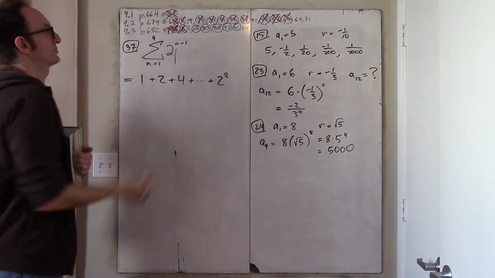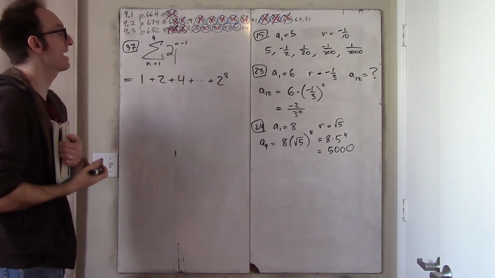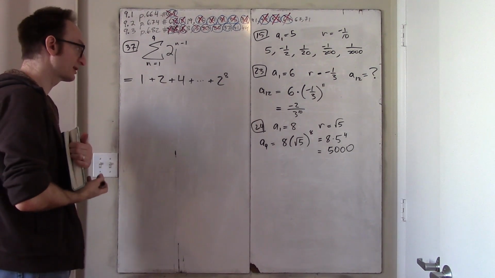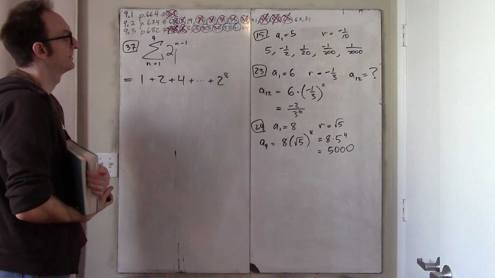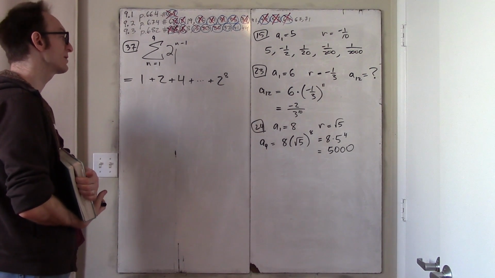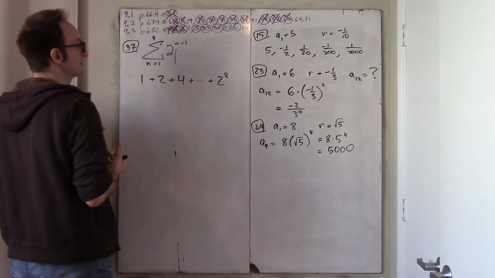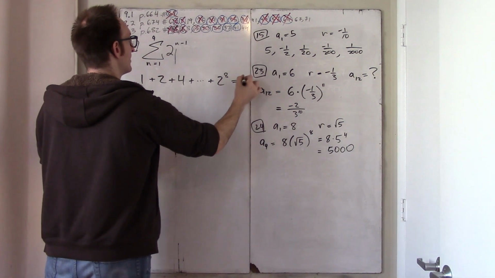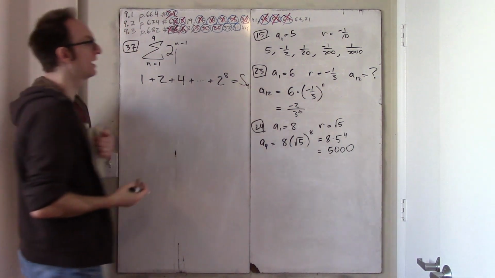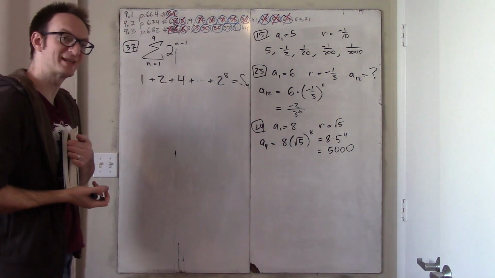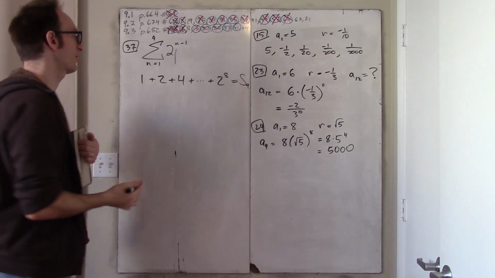In other words, just rewrite it like this, and this is already a hard enough problem if you're just learning sums of geometric sequences. How do you do this? There are a couple of ways to do this. This is the sum of the first 9 terms. The simplest thing to do is to just know the formula.